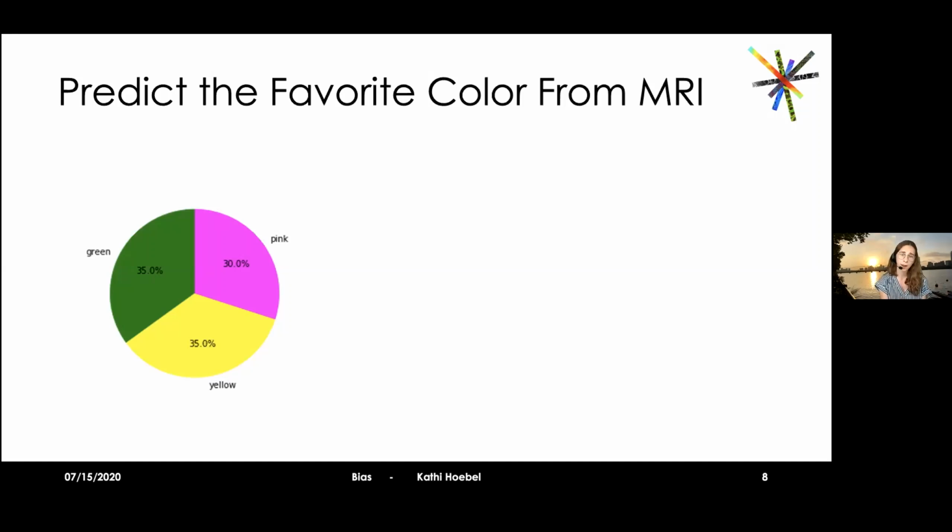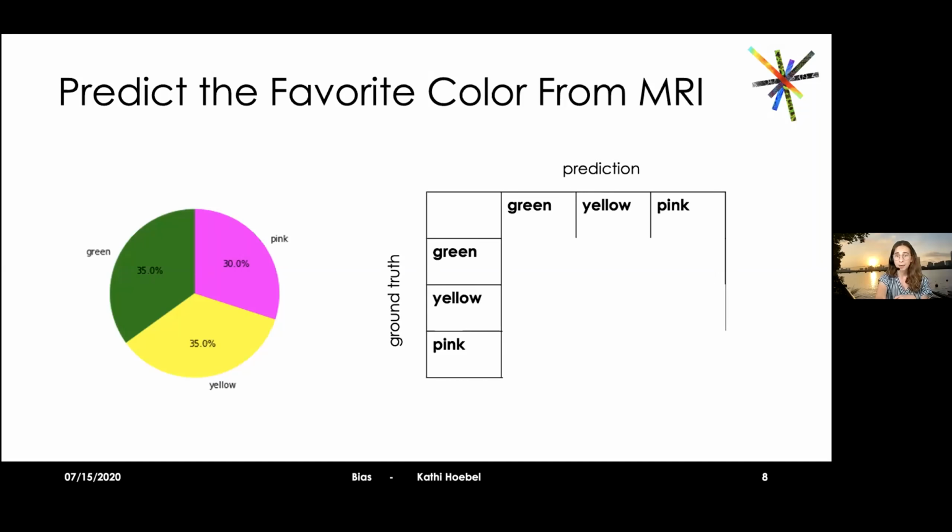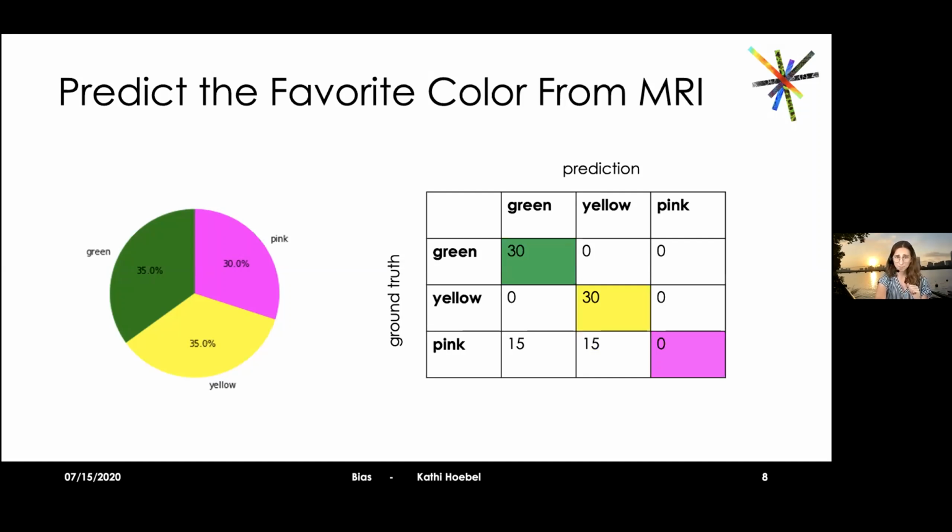So the model is trained and internally validated. It looks really good. And then it's applied to an external data set that consists of 90 patients, 30 each with the favorite color green, yellow, and pink. So even that is reflecting the color distribution of the training data. And it does get all the greens and the yellows right, but it performs terribly on the pink, like the people who have pink as a favorite color.